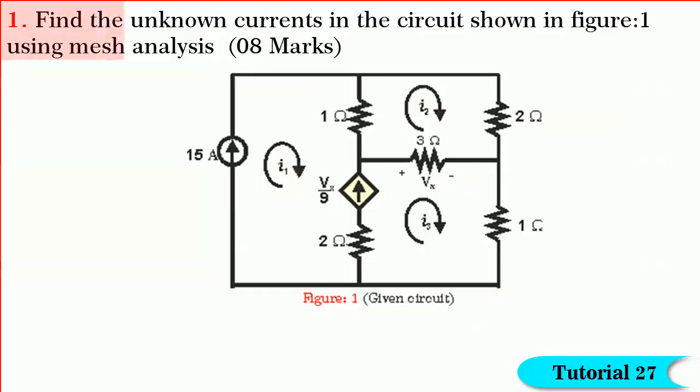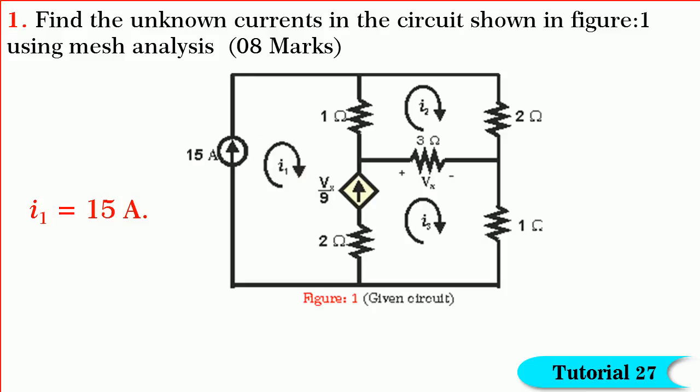Friends, first let us solve the question on mesh current analysis. In this question, we are required to find the unknown mesh currents. Observe the given network. All three mesh currents I1, I2 and I3 are already identified. Also note that I1 is equal to 15 amperes, so we know. Hence, the solution is simple.